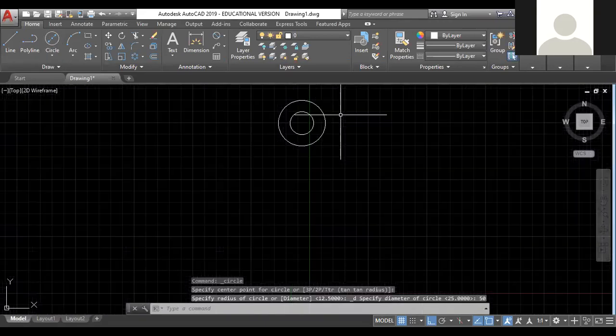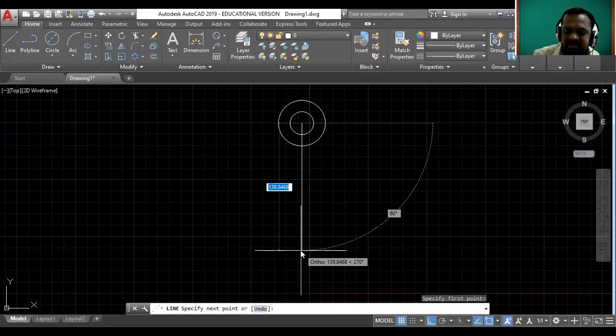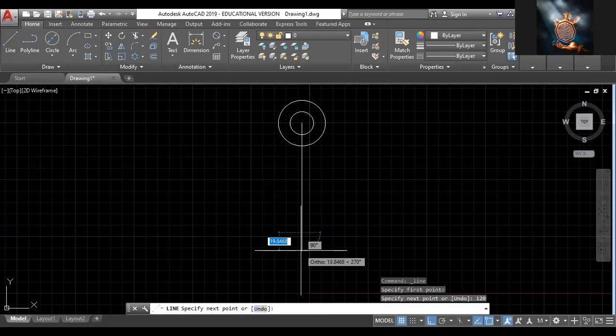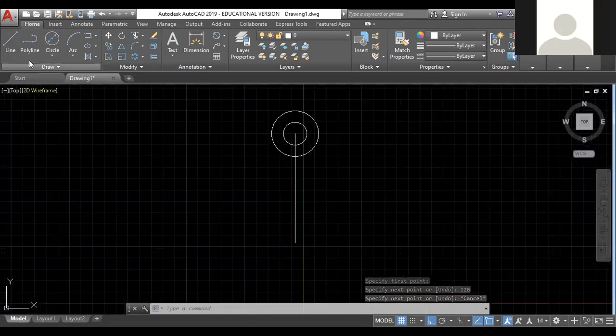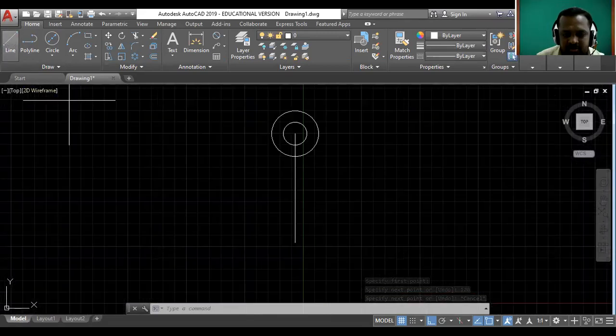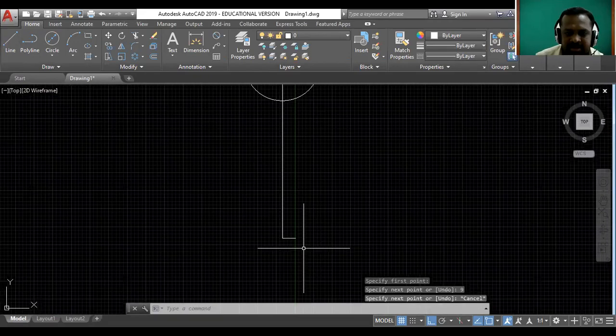Yes. Okay, then again we have to take the line. From this point, again we have to draw a vertical line of what distance? 120. Okay. Then again from this center point, we have to draw a horizontal line of 9 mm. Enter, escape, and we will get this point.